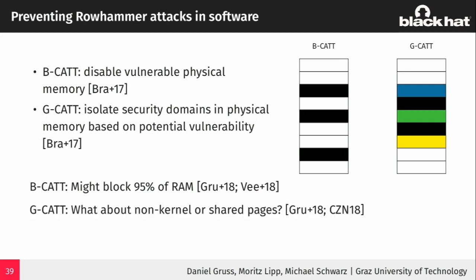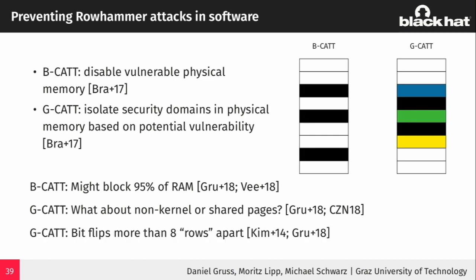That sounds odd. And also for GuardION, what about pages that are shared between different security domains, shared libraries? Are there no shared libraries anymore? What about non-kernel pages? Because CATT was mostly about kernel to user space isolation. So this is all not covered here. How far do you move them apart anyways? Yes, because we don't know the maximum distance between hammering location and bit flip location. We observed cases of more than 8 rows apart, so this is easily above 1 or 2 megabytes.